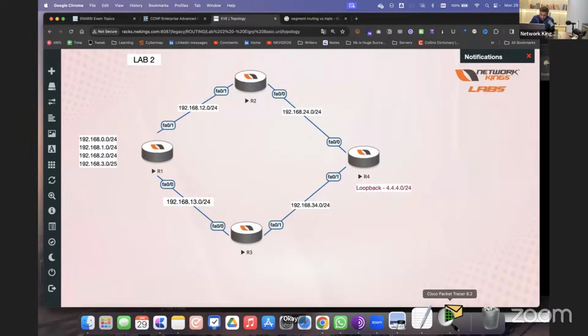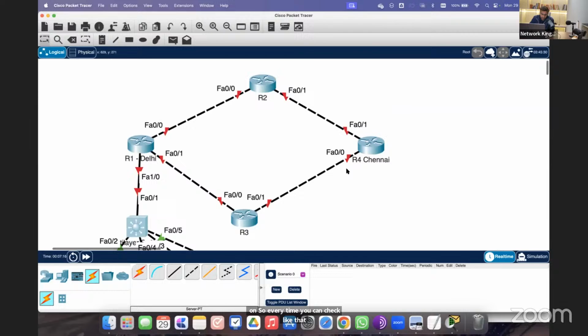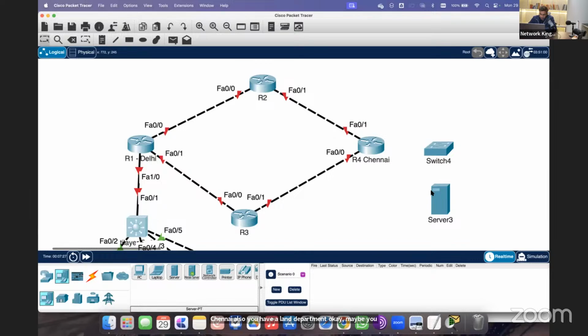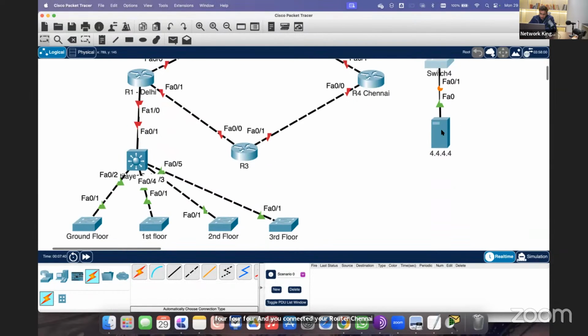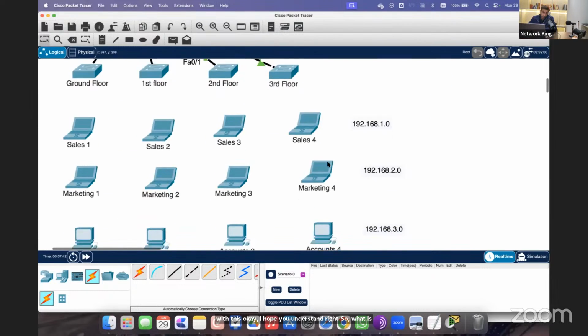Okay, so now consider when you complete the lab here in Chennai also, you have a LAN department. Maybe you have just one department, and that is maybe your server room, and there is a server 4.4.4.4. Okay, and you connected your router Chennai with this. I hope you understand, right? So what is your goal? That this server should be able to ping all your departments.